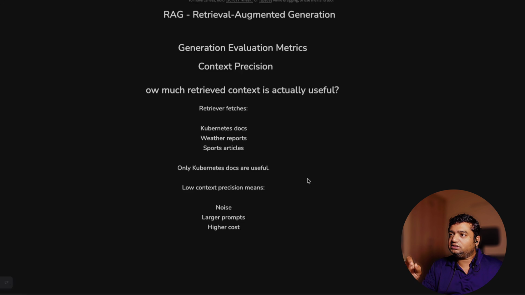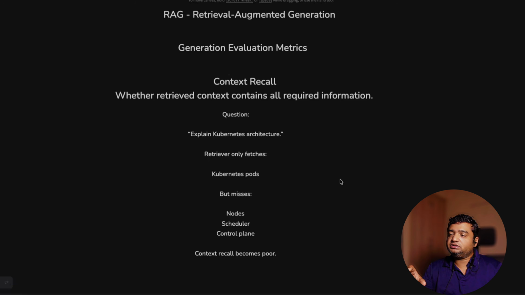Another metric is context precision. That means how much of the retrieved context is actually useful. Now if the retrieval fetches Kubernetes docs, a weather report and a sports article, and only the Kubernetes docs are useful, that means your system has more noise. So if the context precision is low, the noise will be more. Are you using a larger prompt, and hence higher cost? Obviously, whenever larger prompts come into the picture, your noise may increase or decrease depending on the context, but the cost will be high because your API call will increase and the token size will increase.